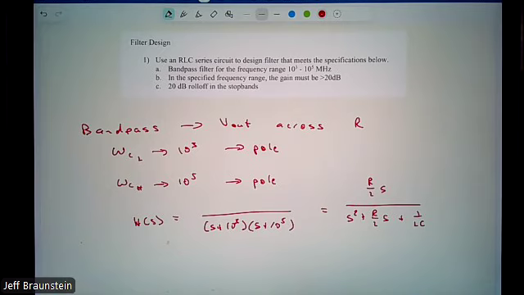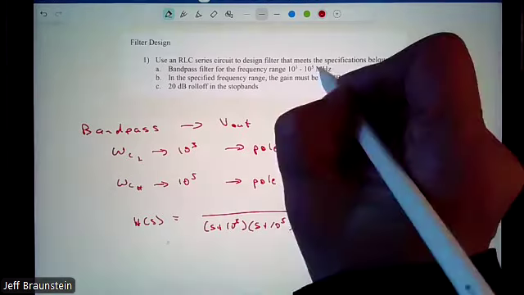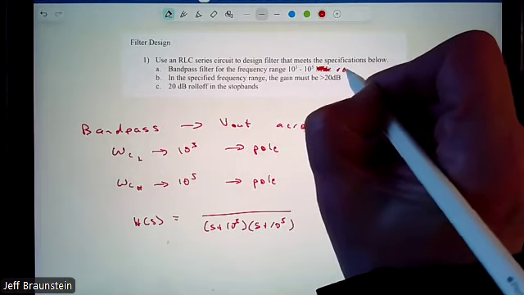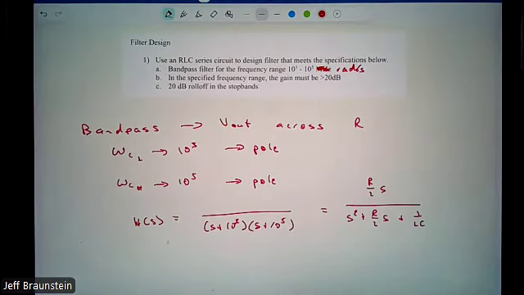Did I say hertz? I didn't put units. What did I say in the problem? Let's just make it easier because I don't feel like doing the conversion. So it was a good point.